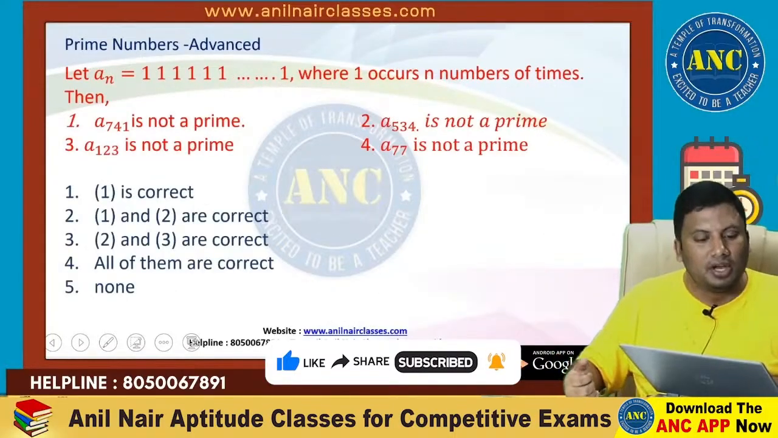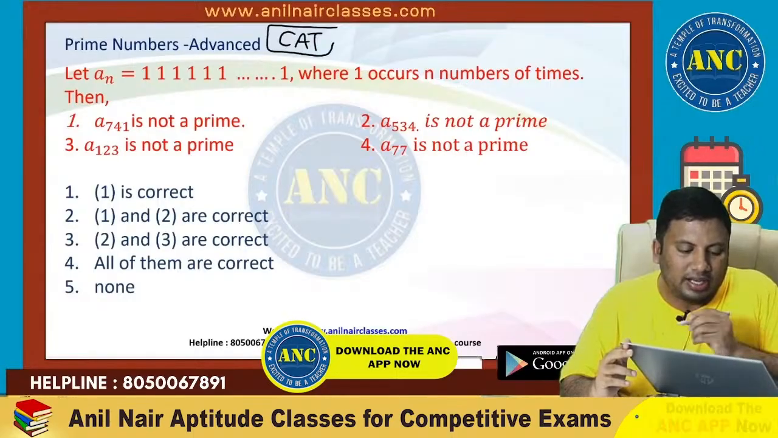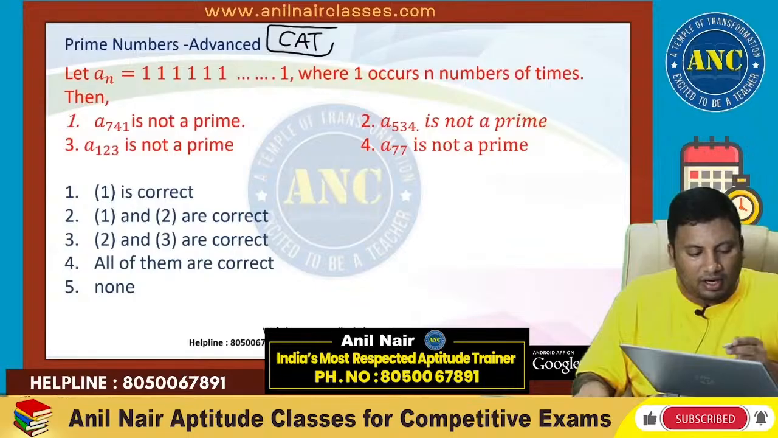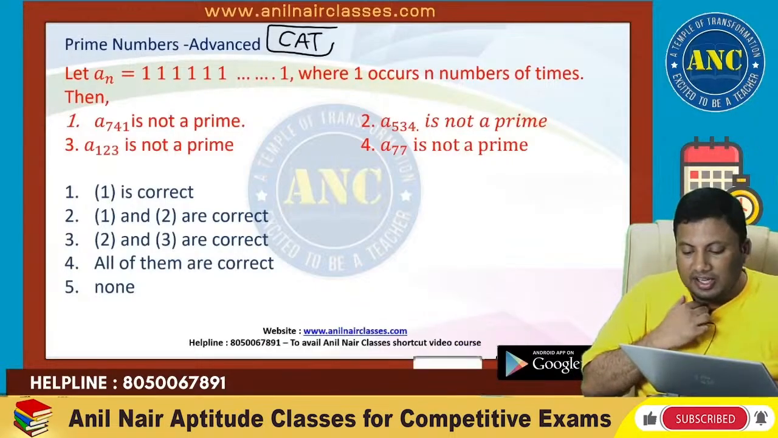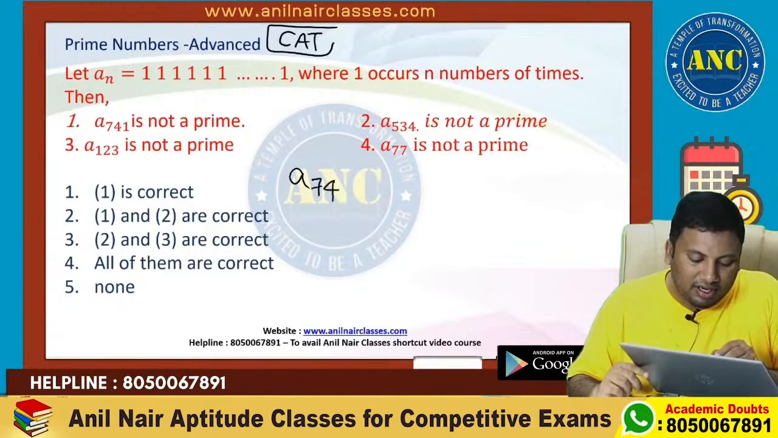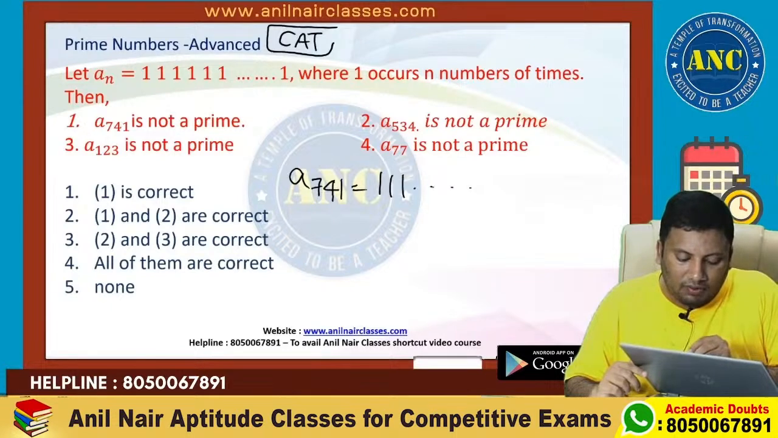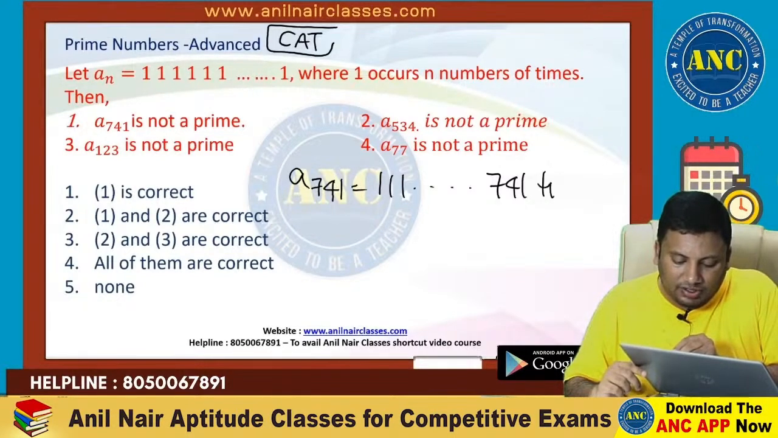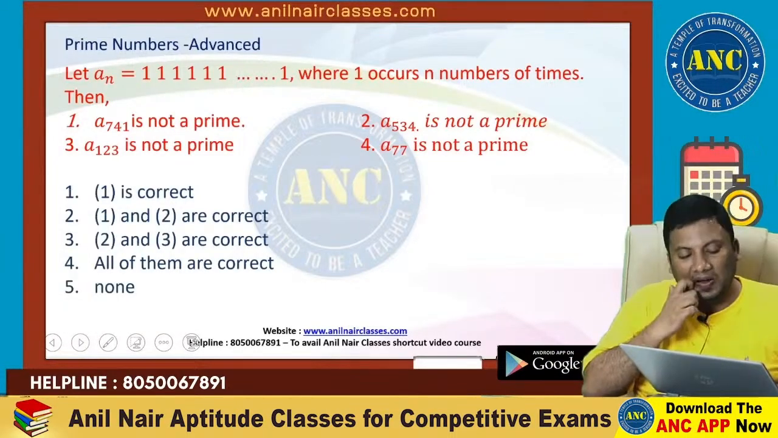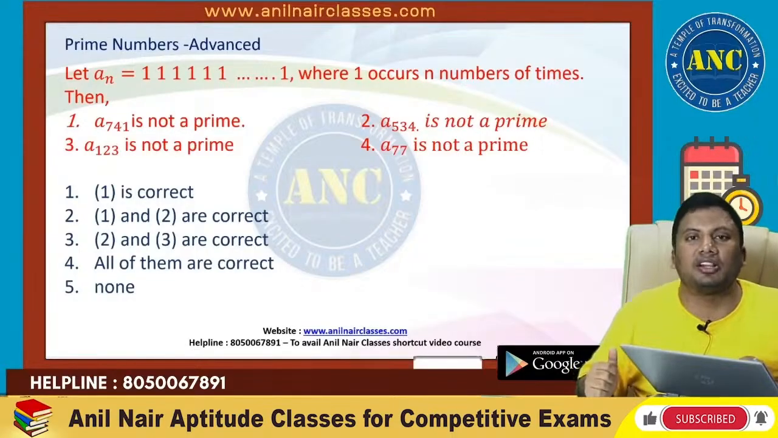Now see this question. Absolutely CAT level question. A number where 1 occurs a number of times, 1 1 1 1 1 1 1 1. A 741, it is nothing but 1 written 741 times. The best thing is, try this question. Take a screenshot of this question. Please try to solve this question.